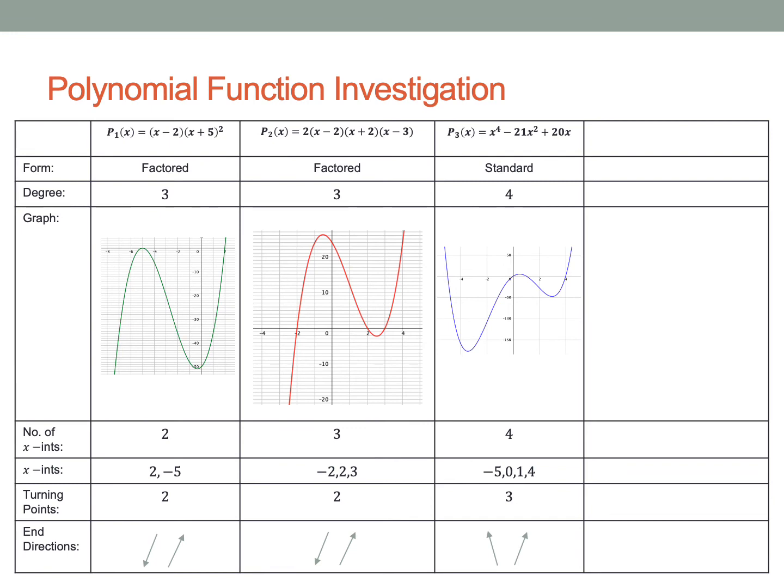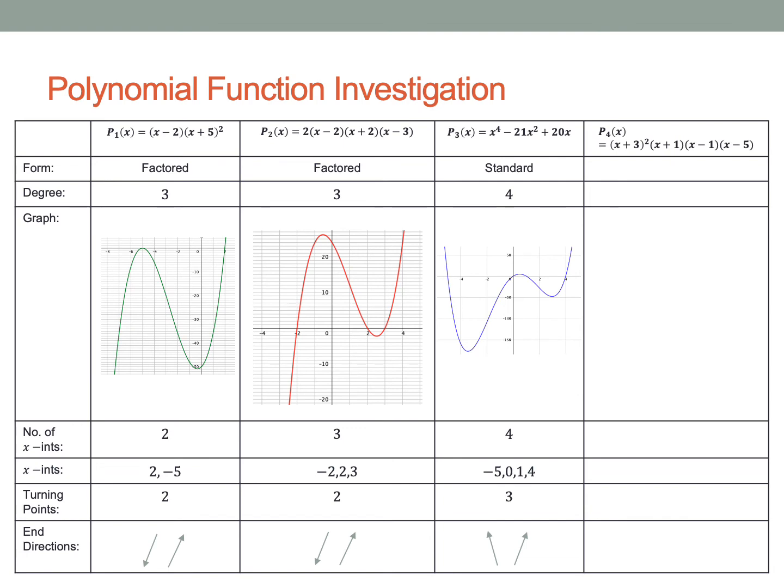So let's see what's important. If the degree goes up, so now the first two graphs are cubics, and now this is a quartic, the number of x-intercepts has gone up and the number of turning points has gone up. So you can see the degree is related to the number of x-intercepts and the turning points. Okay, let's look at this next graph.